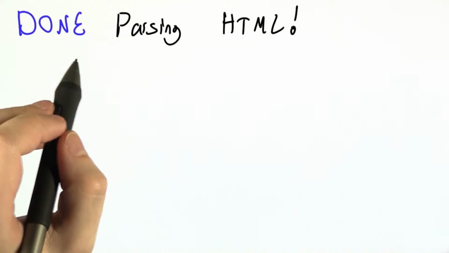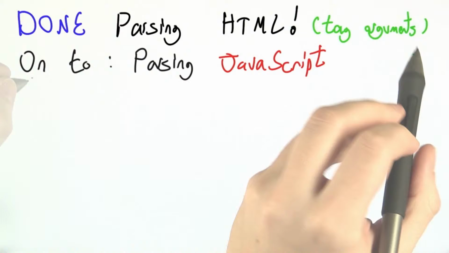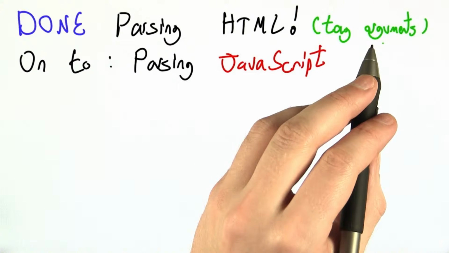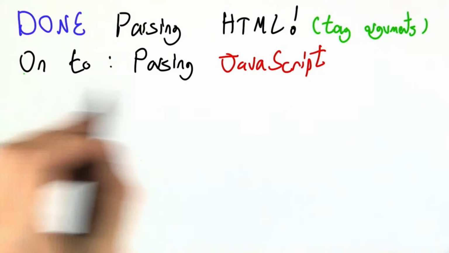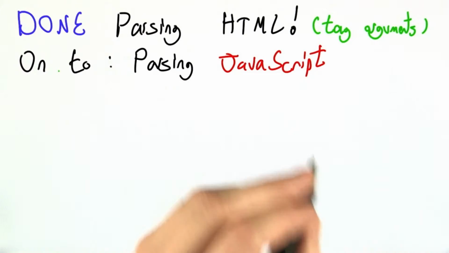Take a bow. We are done parsing HTML. That was it. We've seen all of the relevant rules. Well, I haven't actually shown you the detail for handling tag arguments, but we'll get a chance to look into that later. For now, let's go on to JavaScript, which is actually going to have very similar rules to HTML.